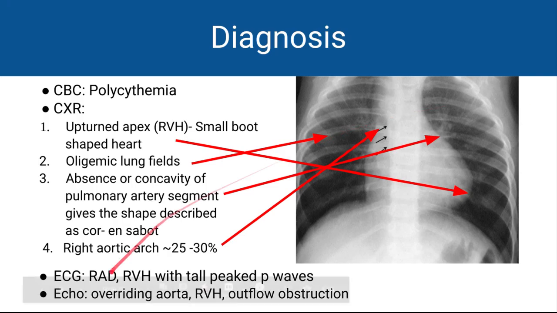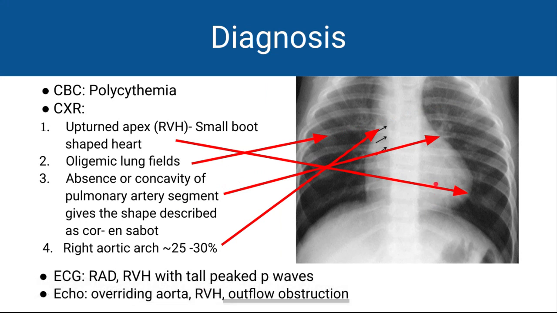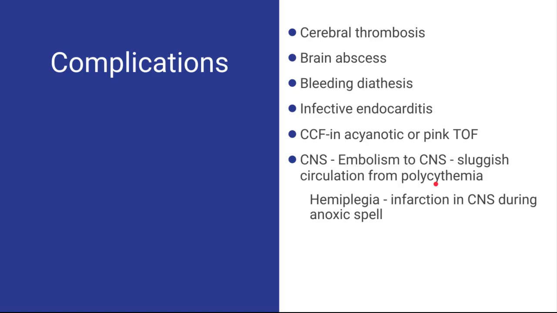ECG will show right axis deviation or right ventricular hypertrophy, and echo is diagnostic of overriding aorta, right ventricular hypertrophy, and outflow obstruction.